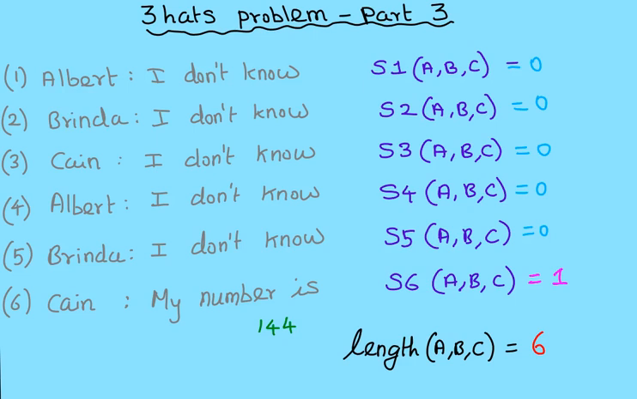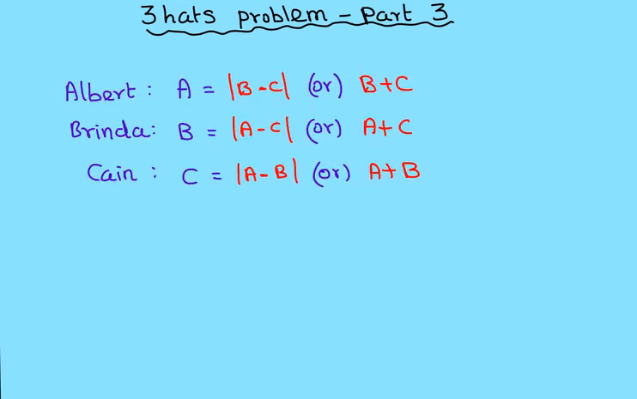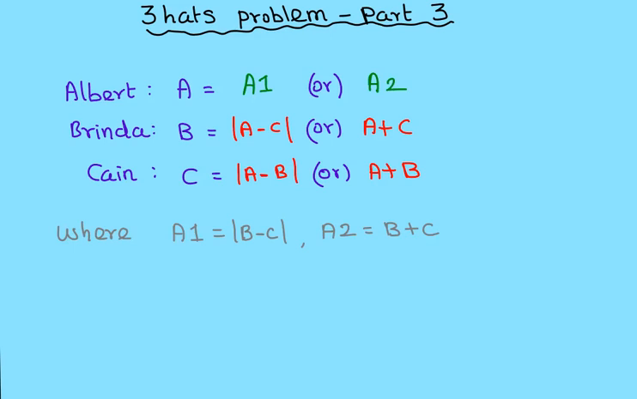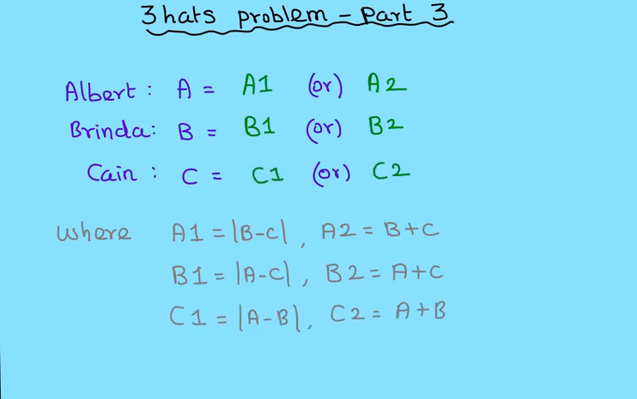Before that, let us note certain things. As we have seen in the earlier part, each student reduces his number to 2 possibilities. Let us give names to these possible values for our convenience. Let us call Albert's 2 possibilities A1 and A2, where A1 is absolute value of B minus C and A2 is B plus C. Let us call Brinda's 2 possibilities B1 and B2, where B1 is absolute value of A minus C and B2 is A plus C. Similarly, let us call Cain's 2 possibilities C1 and C2, where C1 is absolute value of A minus B and C2 is A plus B.